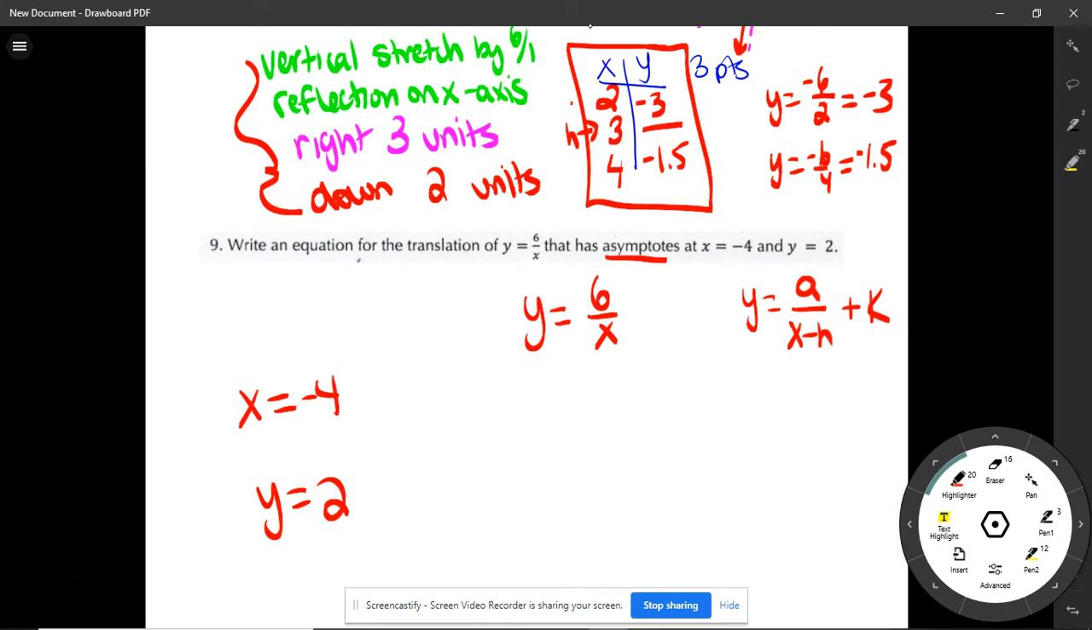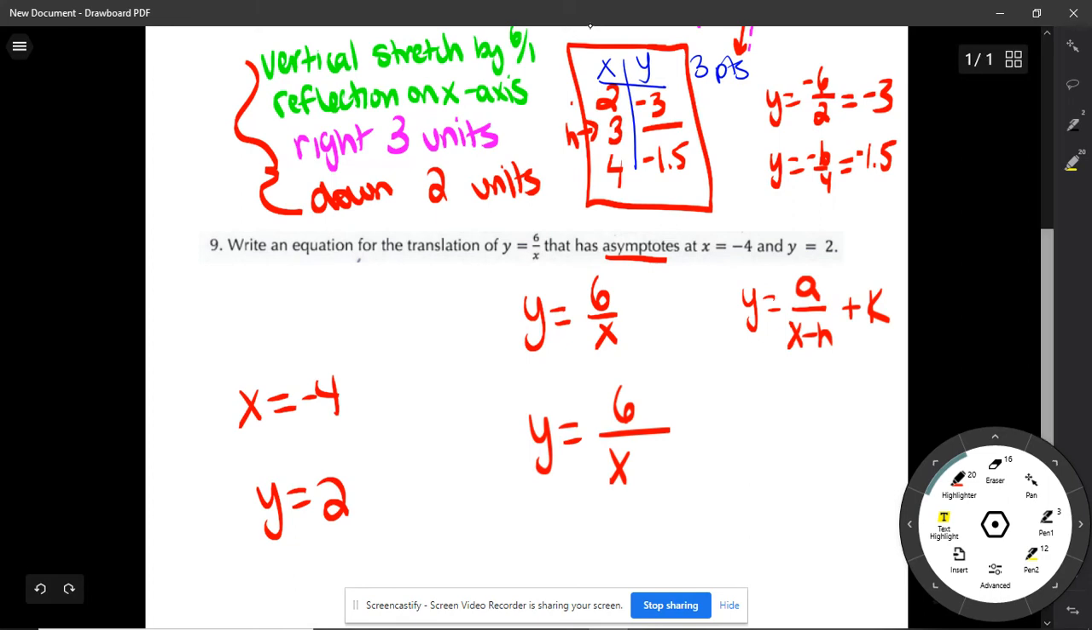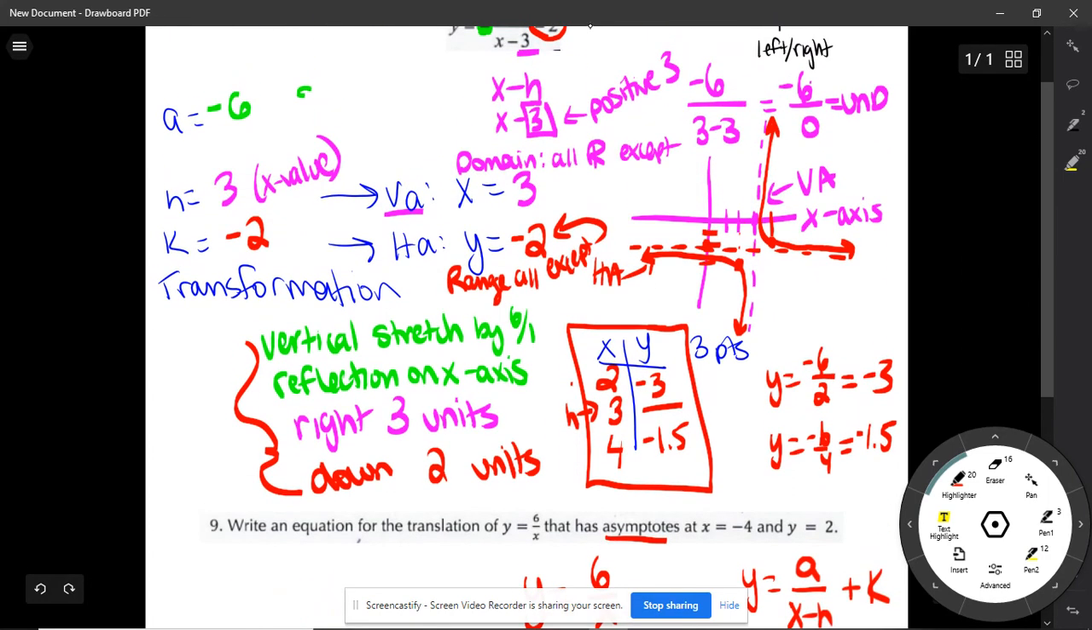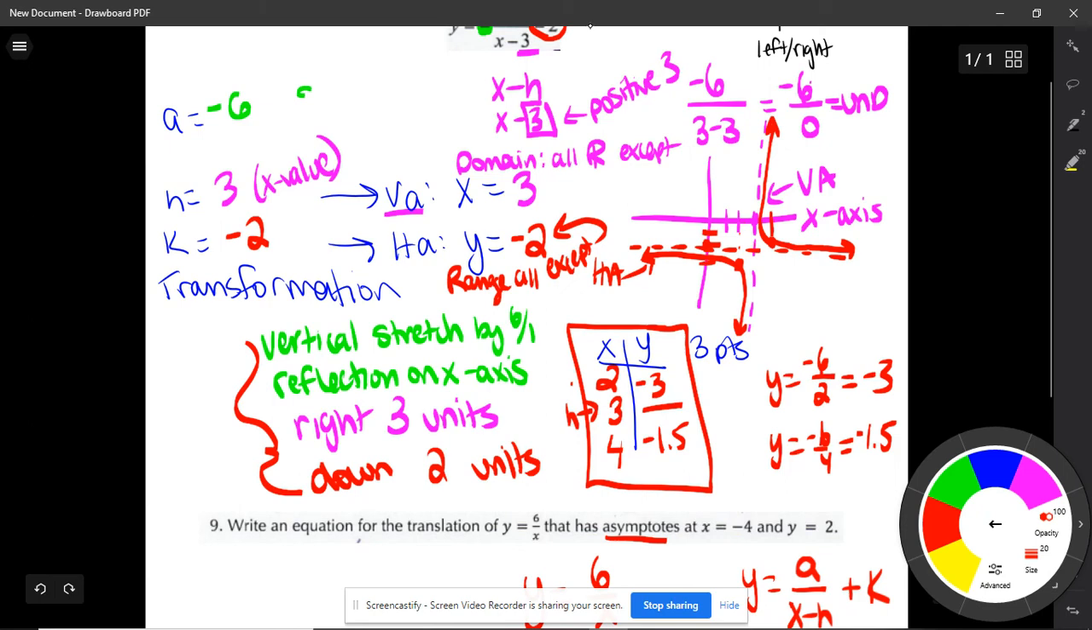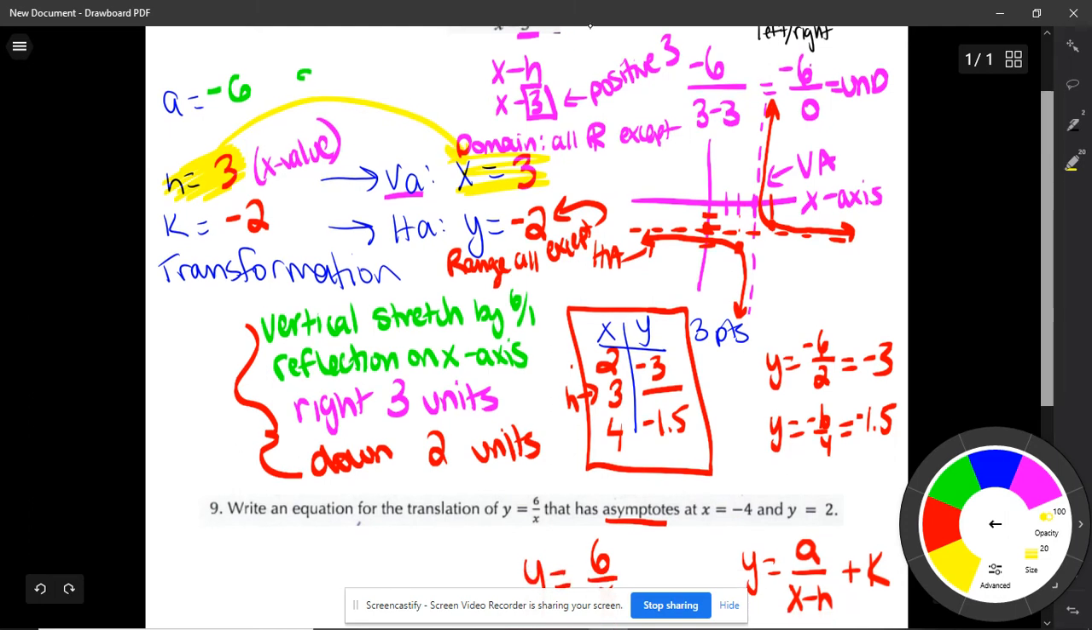So I'm going to take the 6. I'm going to keep it there. They didn't tell me to get rid of it. And we have x in the denominator. It is telling us x is -4. Remember, when we looked up here, we found our vertical asymptote was x equals 3, right? And we noticed that when we identified h, that automatically told me which x value would not work.